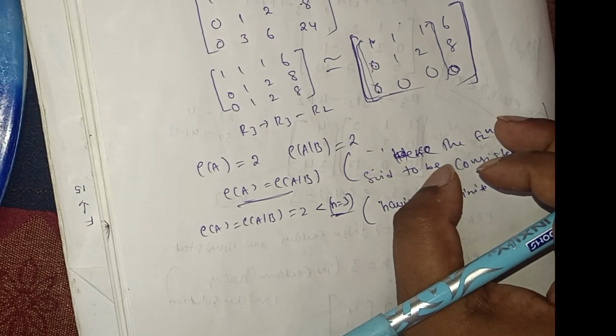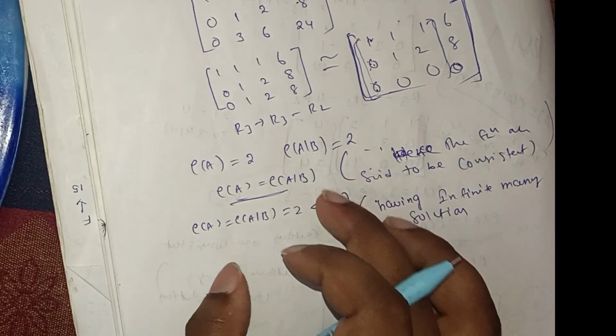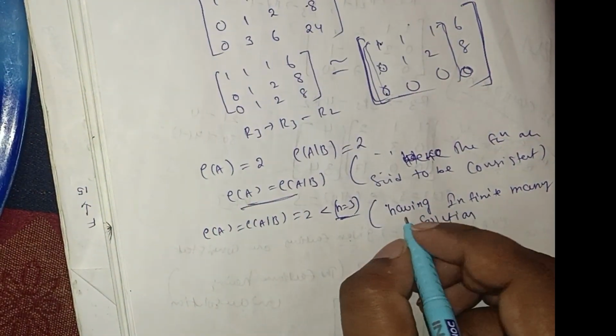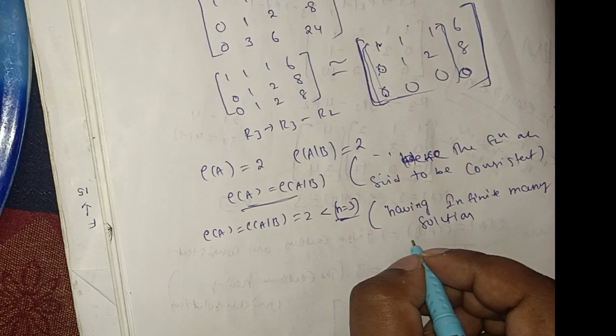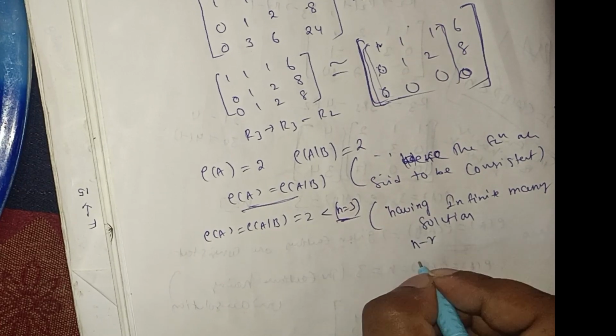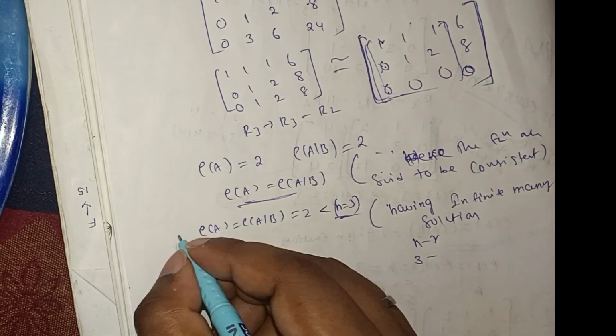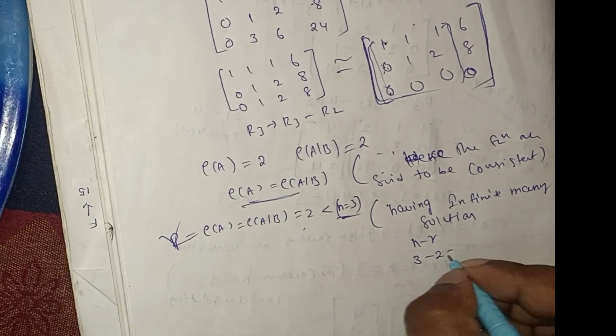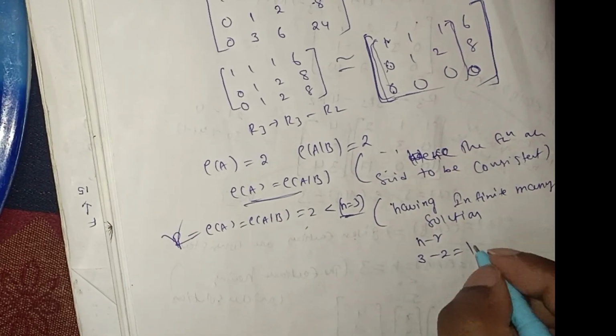Because the rank is less than the number of variables, these equations are consistent but have an infinite number of solutions, with how many arbitrary values? N minus r. What is n? 3. What is r? 2. 3 minus 2 is 1. One arbitrary value we have to take.